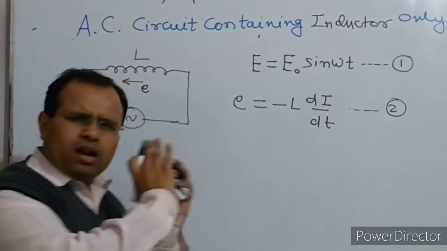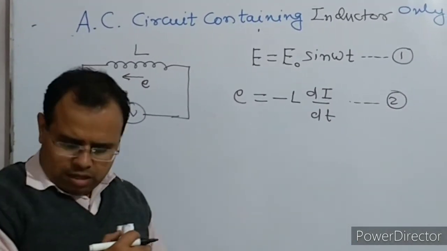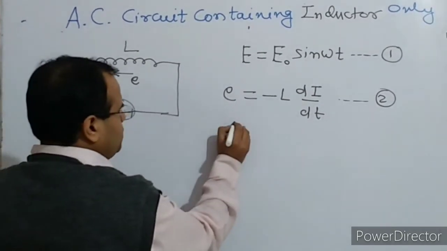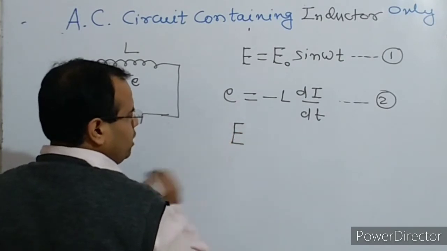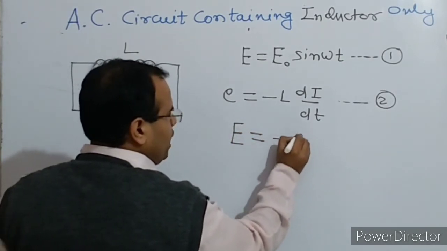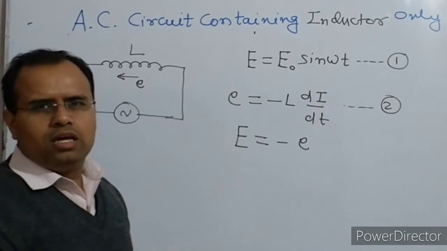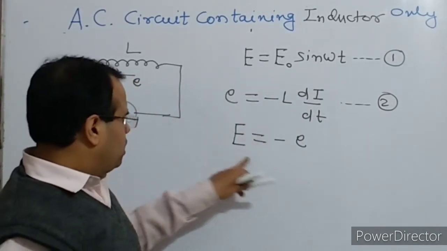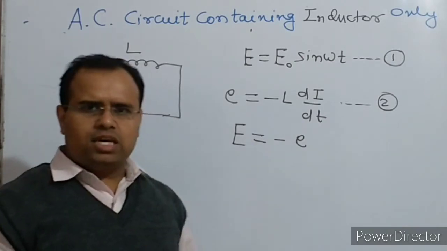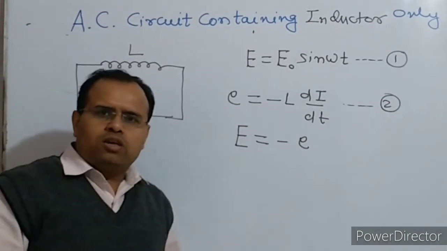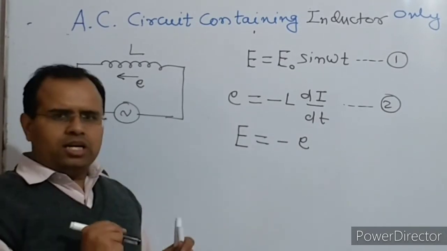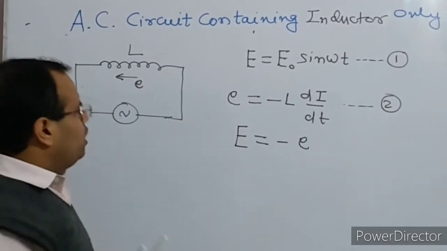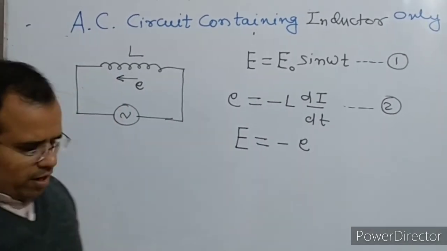If the current is flowing through the circuit, there is a condition for current to flow: the applied alternating EMF should be equal to the negative of the EMF which is induced here. Capital E should be equal to minus small e. It means the induced EMF can be opposite in direction but equal in magnitude to the applied alternating EMF. If so, you can substitute these values here.